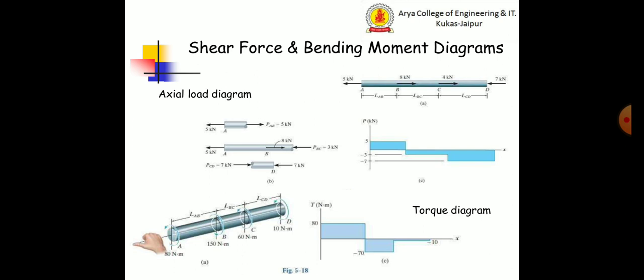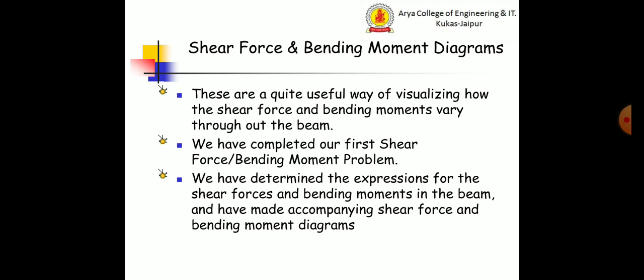Here you are seeing a bar of length L. There are three portions, A to B, B to C, and C to D, and there are some forces: 5 kilonewton in the left direction, 8 kilonewton in the right direction, 4 kilonewton in the right direction, and 7 kilonewton in the left direction. We will draw the free body diagrams, analyze these forces and draw the torque diagram. These are a quite useful way of visualizing how the shear force and bending moment vary throughout the beam.